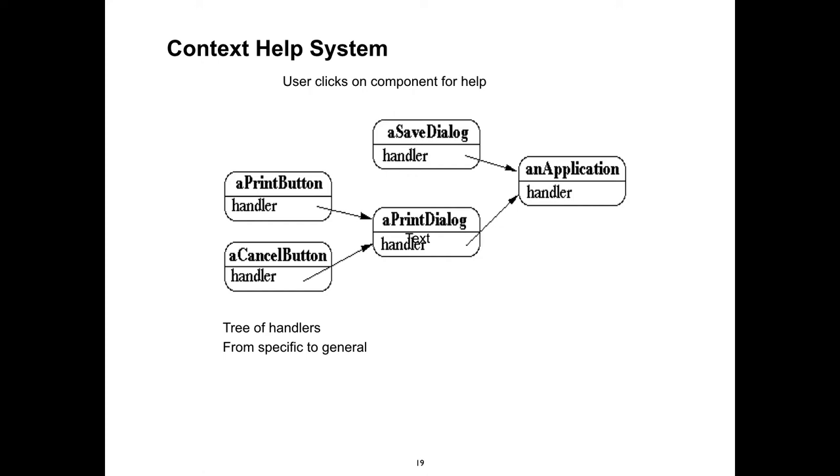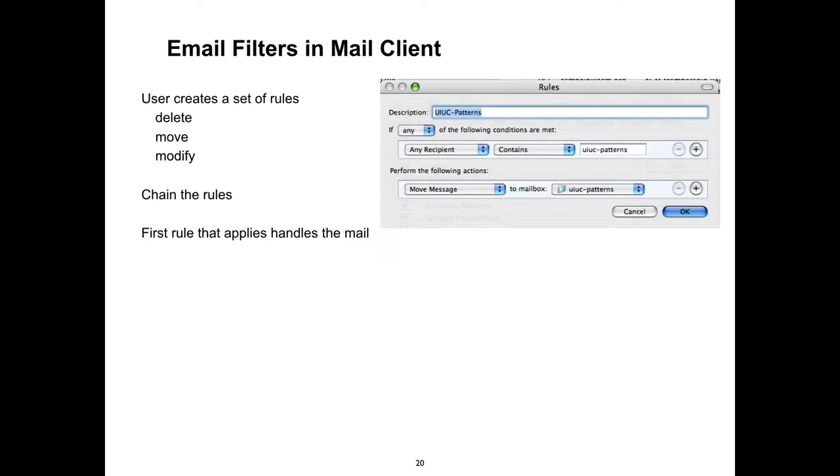So that's an example of the chain of responsibility. Well, I use Apple Mail, and in Apple Mail you can have filters, and you create a bunch of filters. When the email comes in, it's passed to the first filter and the second filter, until one of them handles it, and then we're done. Another example where, again, we can pull them dynamically, but at any point in time I can now add another filter.